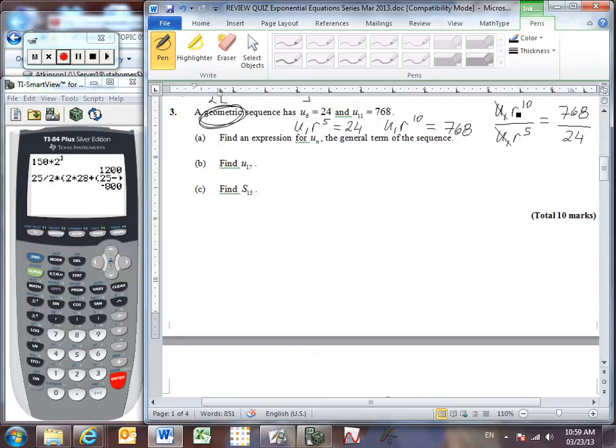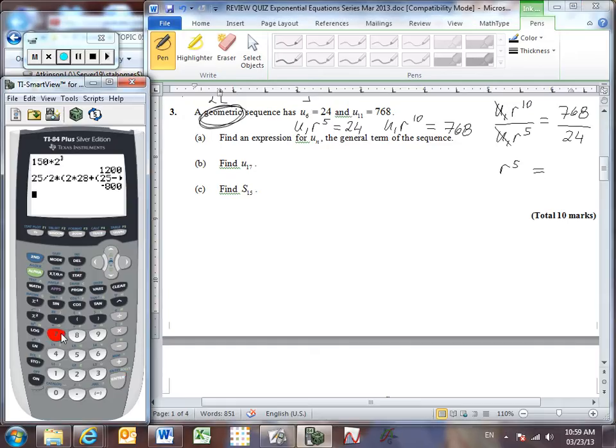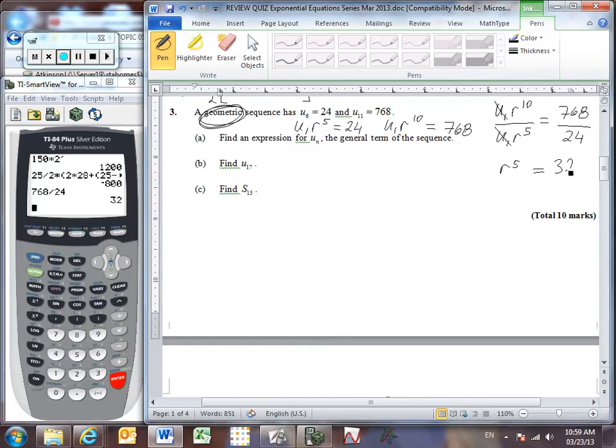And now then, if I have 10 r's on the top and 5 r's on the bottom, 5 of them are going to cancel on the top and the bottom, leaving me with only r to the 5 on the top. 768 divided by 24 gives me 32. And so r is going to equal the fifth root of 32. As I bring that fifth power across, it becomes a fifth root.